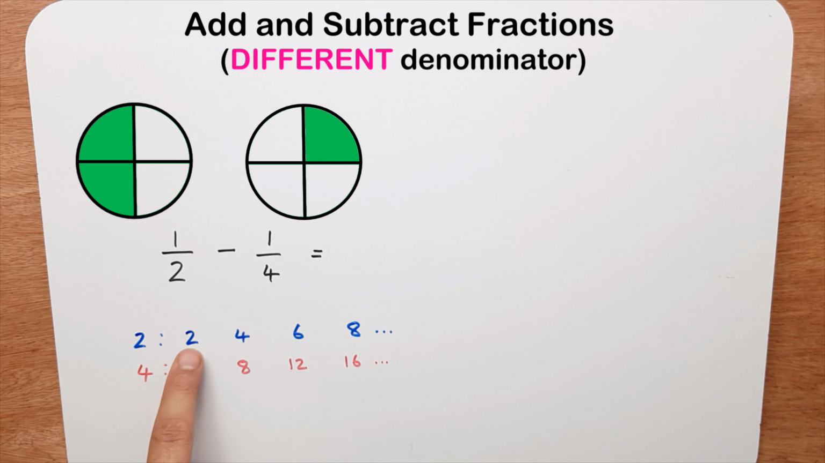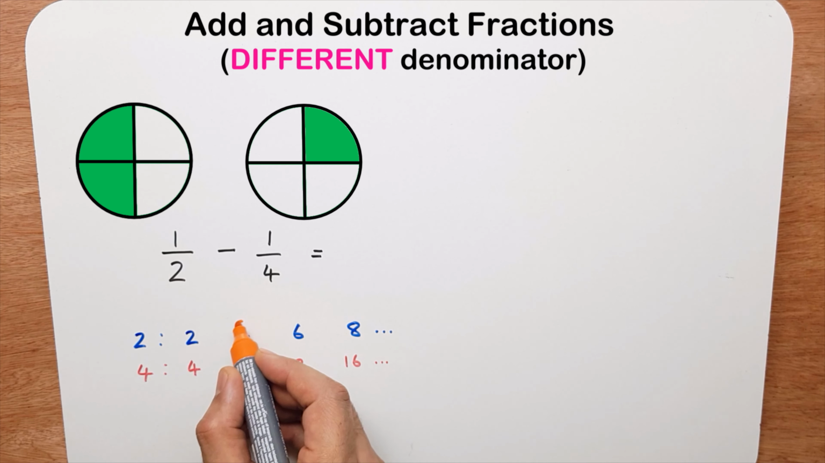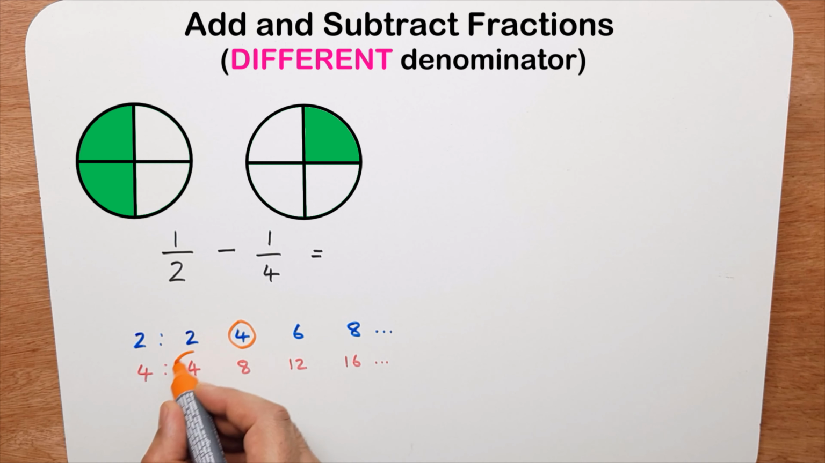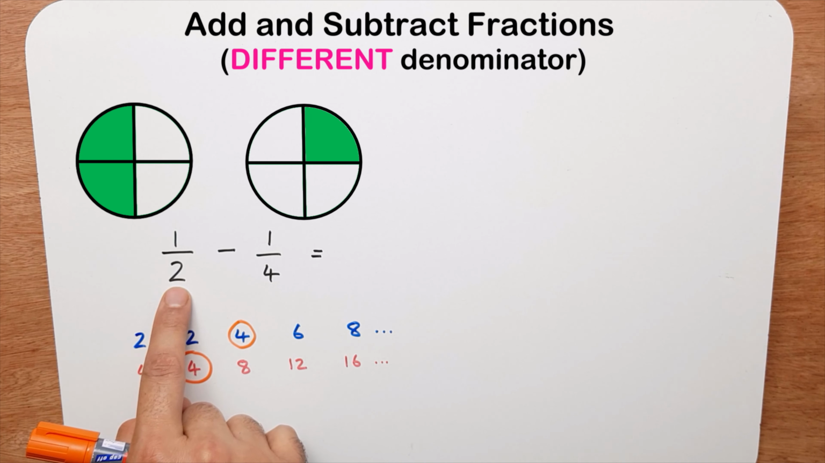Now I want to go along this list and this list and circle the lowest number. So I'm only going to circle one of them. So if I go across here, there's a 4 there and there's a 4 there. So I need to turn this 2 into a 4.